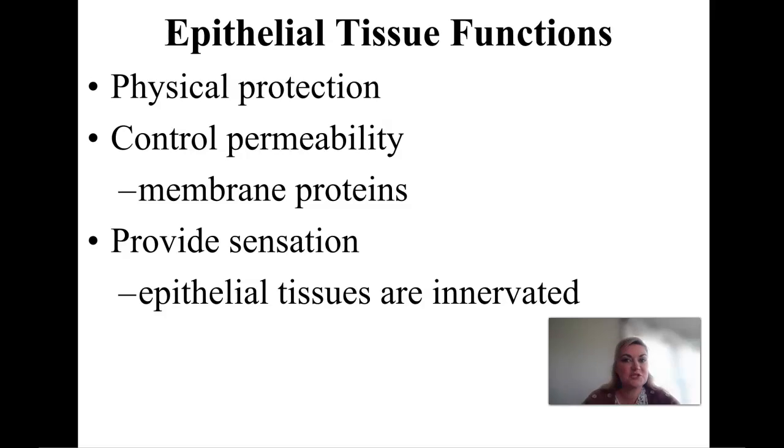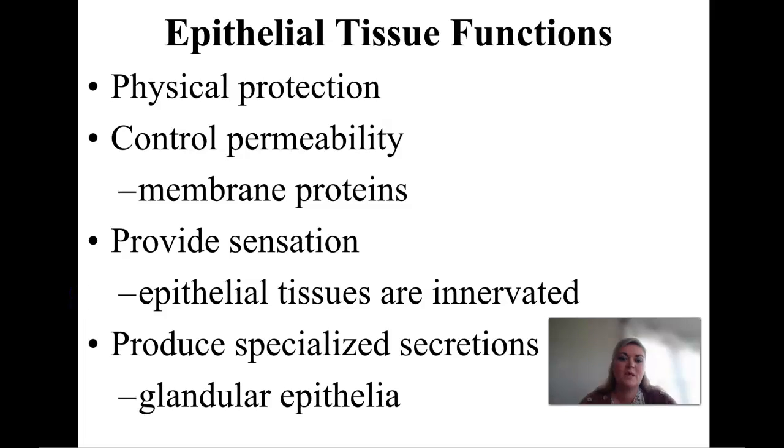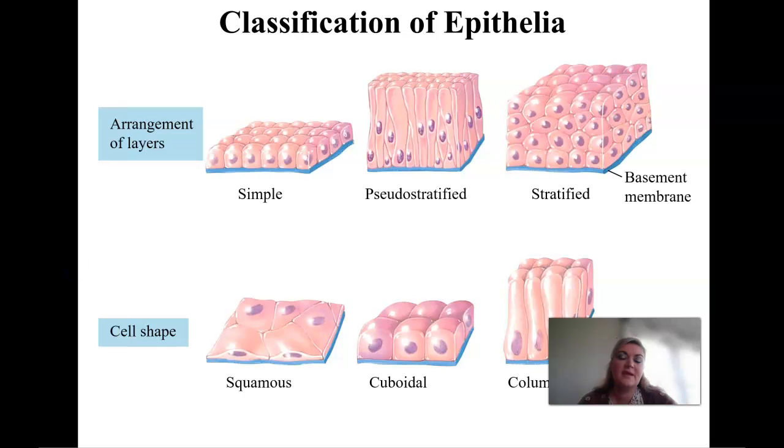It provides sensation, so you'll have free nerve endings there that'll pick up on hot, cold, and pain, but you'll also have some deeper nerves inside which pick up on pressure. It produces specialized secretions from the glandular epithelia, so you might have things such as sweat or such as sebum, which is going to be oil produced. And they're classified with specific cell arrangements.